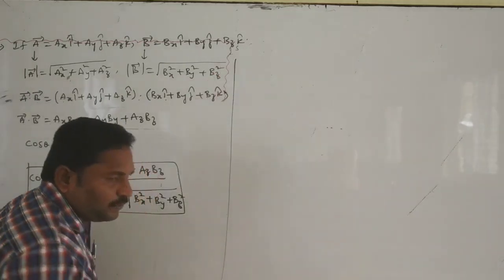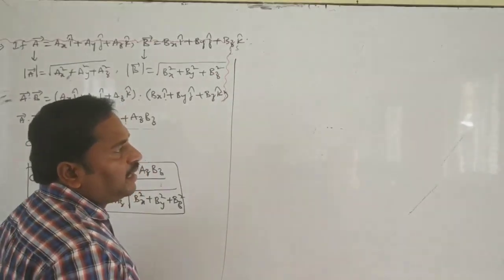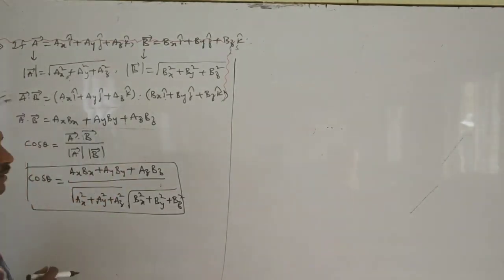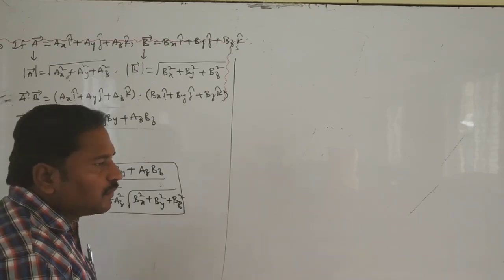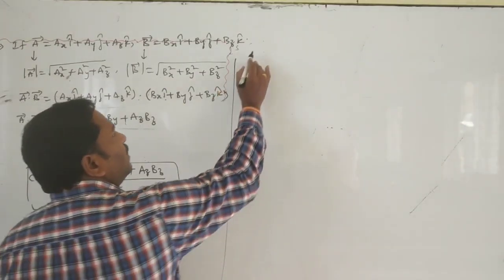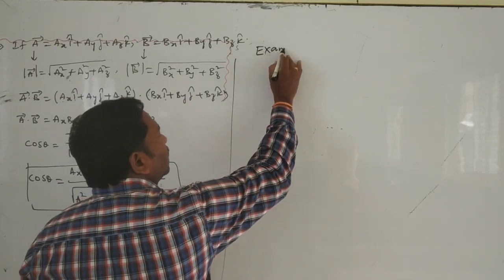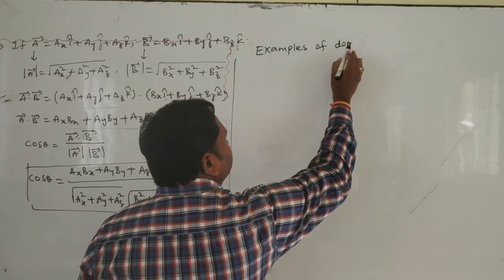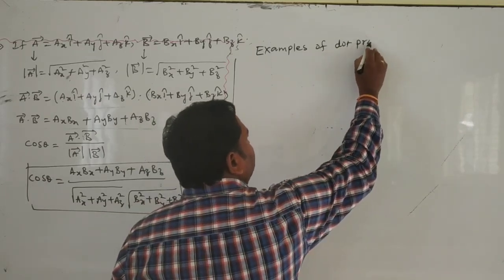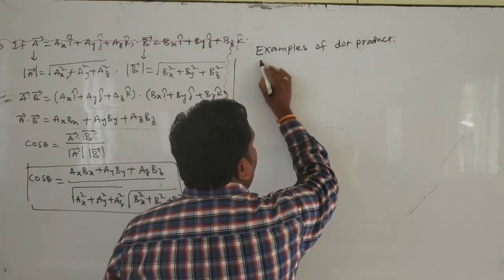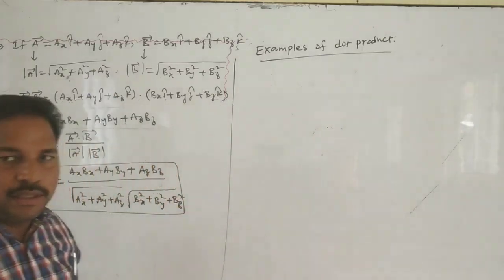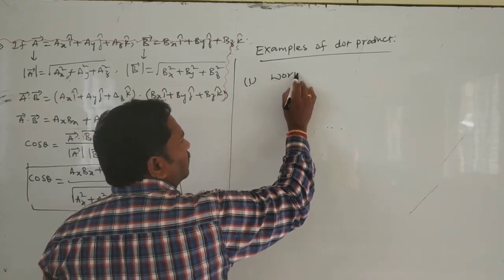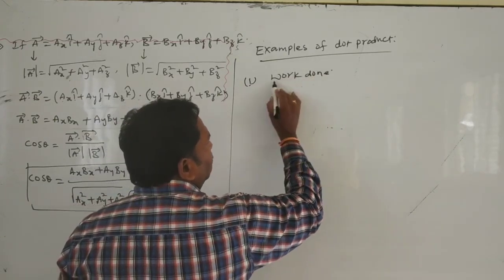Now, what are the examples of dot product? Dot product examples. First one, work done.